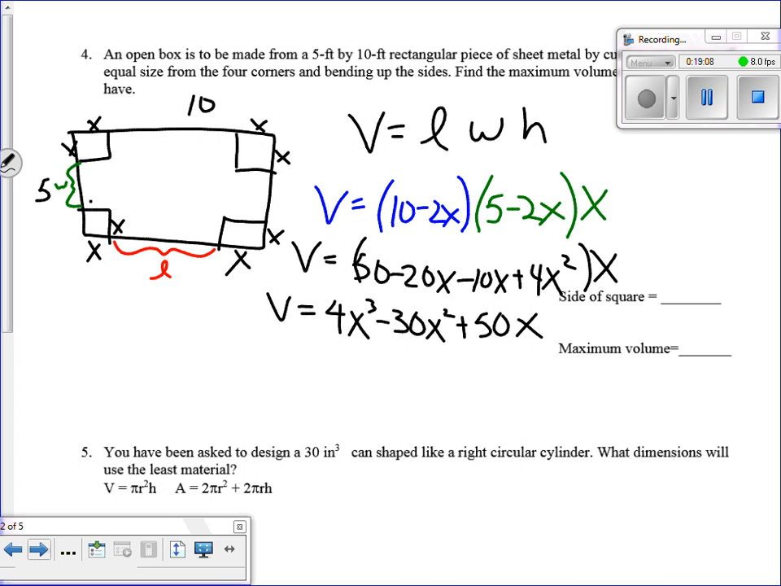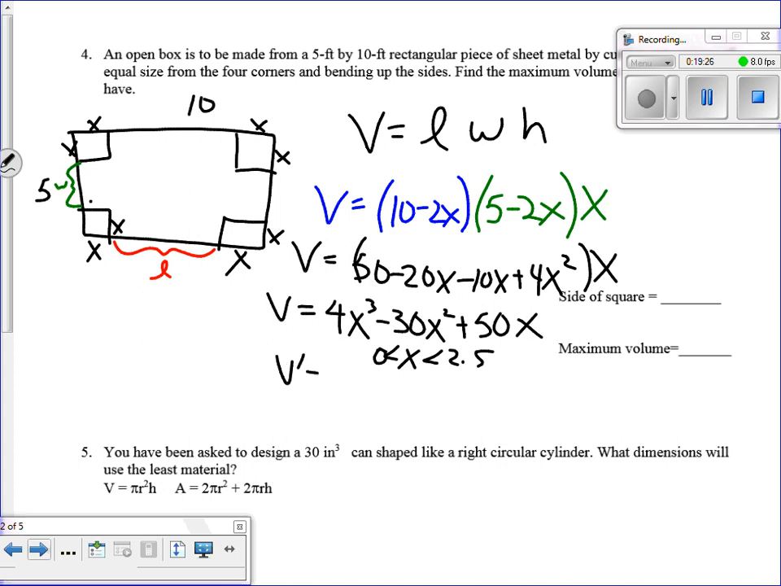Now as far as what can x be, what kind of numbers make sense in this problem? X, the length of the side of the square, would have to be positive, but less than half the length of the shorter side. So it's going to have to be less than 2.5. You can't cut anything greater than that. All right, you don't have enough.